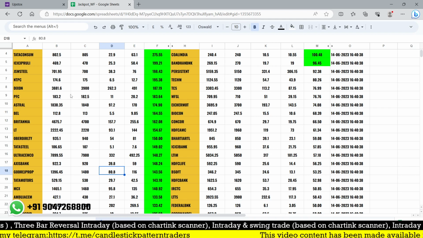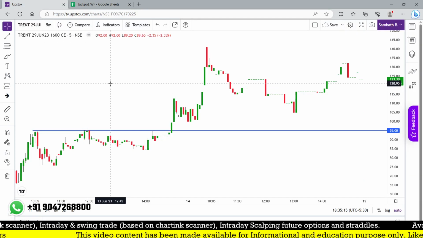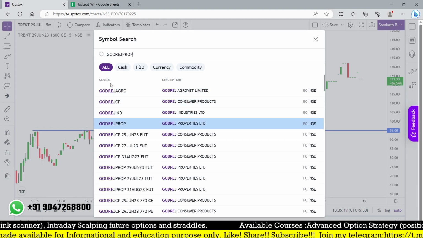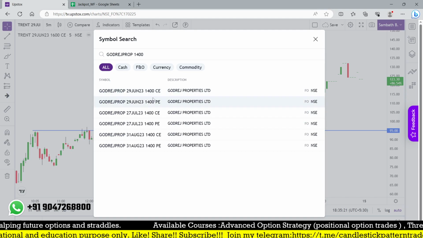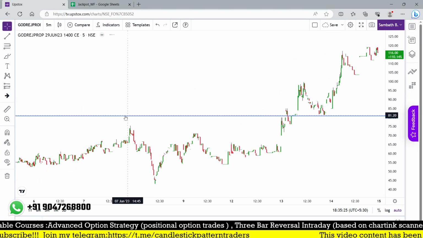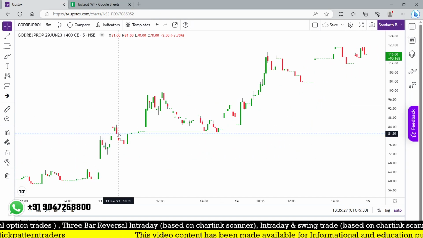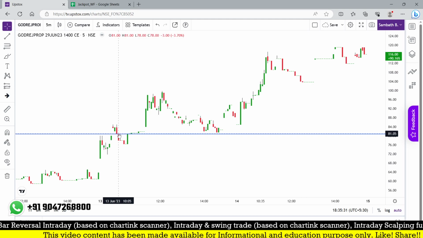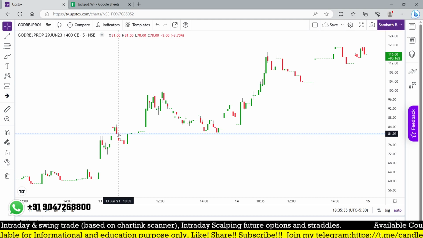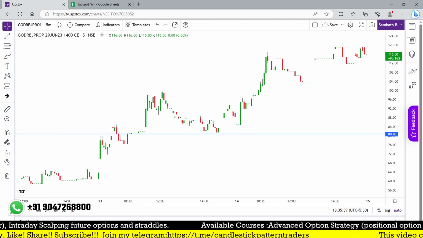When was this entry given, and when was the target achieved? We can see Godrej Properties 1400 monthly options, for those who have the patience. So here we already marked the stock for a buying opportunity on the 13th of June. I think yesterday it triggered around the level of 81, and today it reached the maximum target around 116.